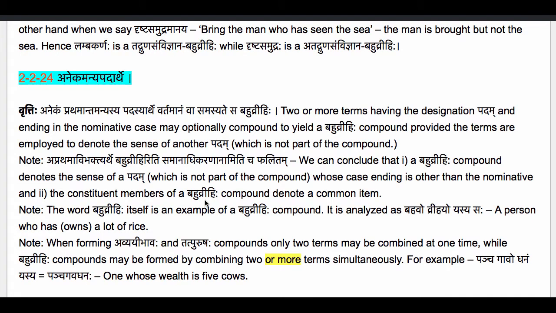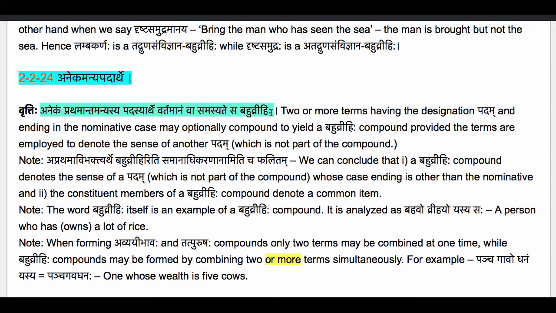Let us now take a look at the first sutram and the most important sutram which prescribes a bahuvrihi compound. Sutram 2.2.24 reads Anekam Anya Padarte, and the vritti reads Anekam Prathamantam Anyasya Padasya Arthe Vartamanam Va Samasyate Saha Bahuvrihi.